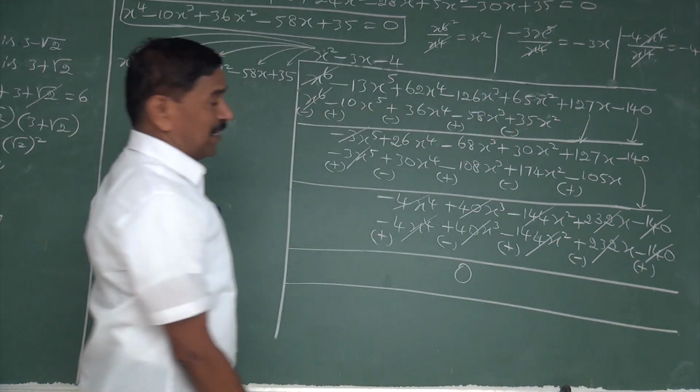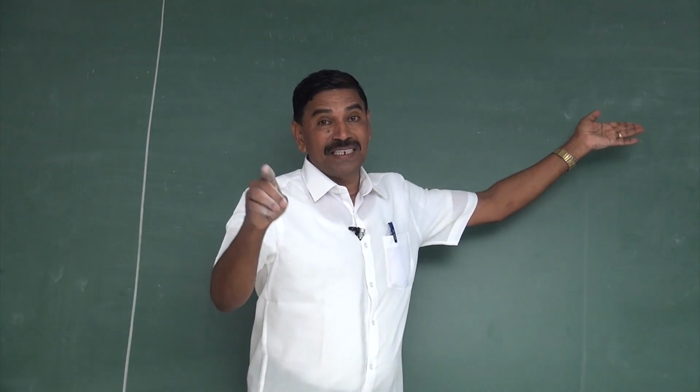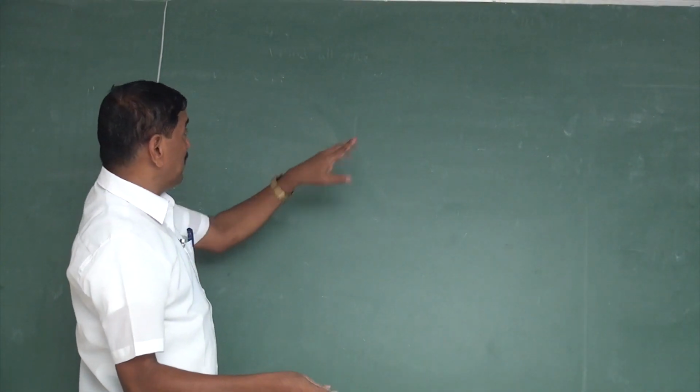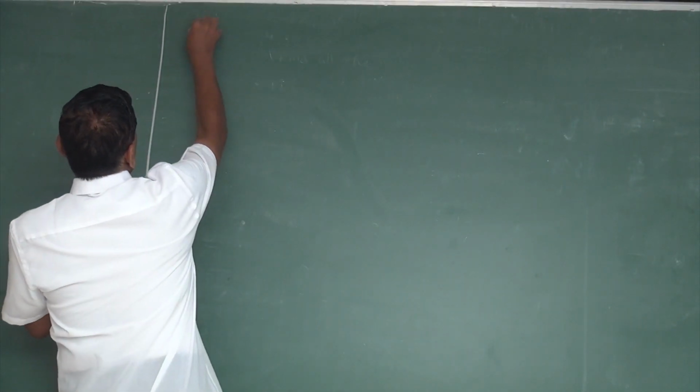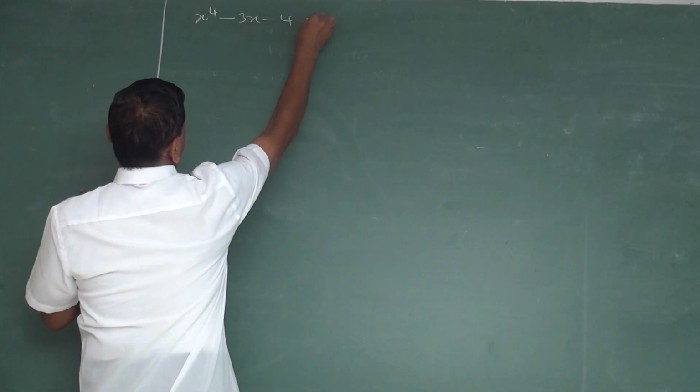Okay, division is completed. What is the quotient, anyone of you? Very good. X square minus 3x minus 4. Yes, that will be the quotient. X square minus 3x minus 4 will be the quotient. That is, x power 4 minus 3x minus 4 equal to 0.